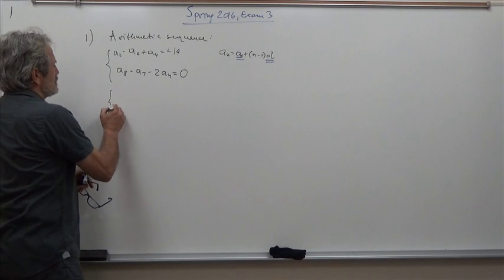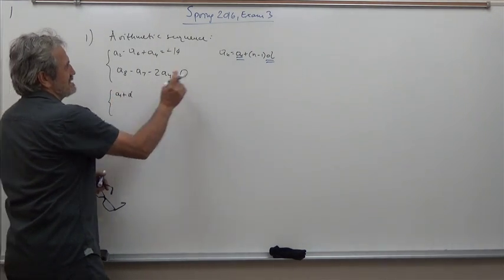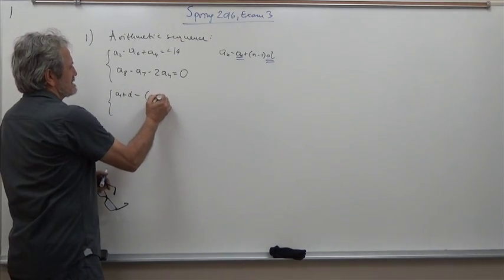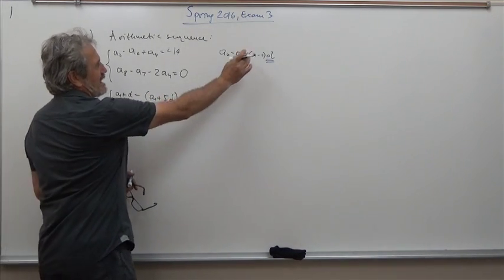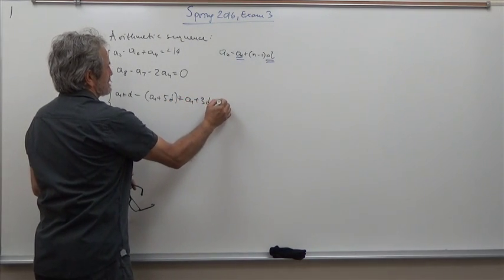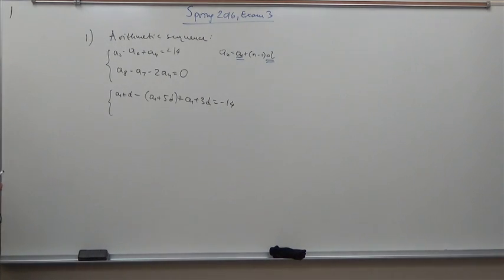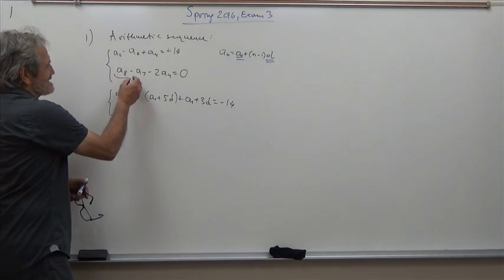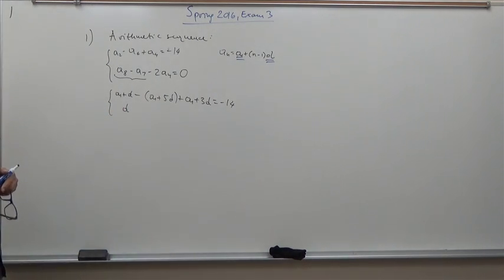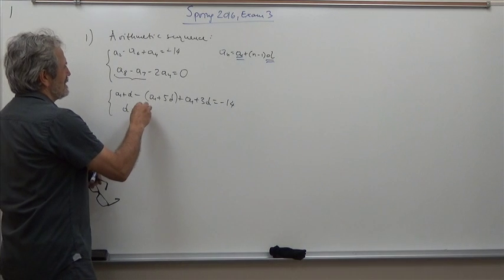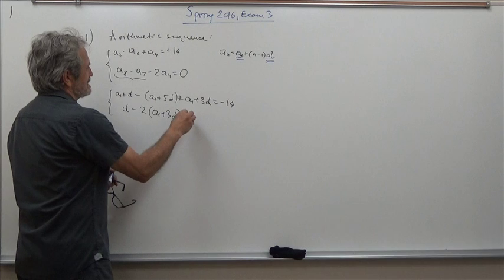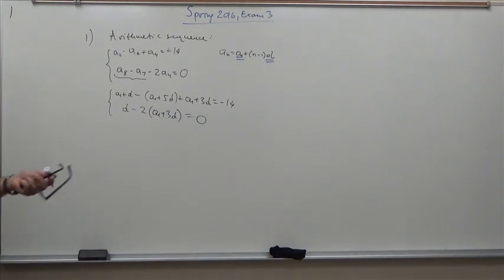So instead of a2, we'll write a1 plus d. So A2 gives us this, minus A6 is a1 plus 5d according to this formula, and plus a1 plus 3d is negative 14. The same way here, it could be even easier. A8 minus A7 is just d, because that's two consecutive members, their difference is d, minus 2 times (a1 plus 3d) equals 0. And that's it.